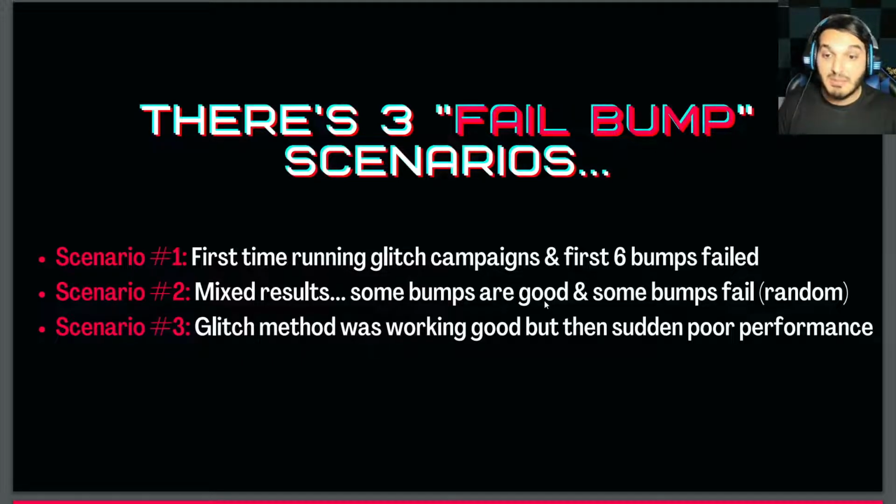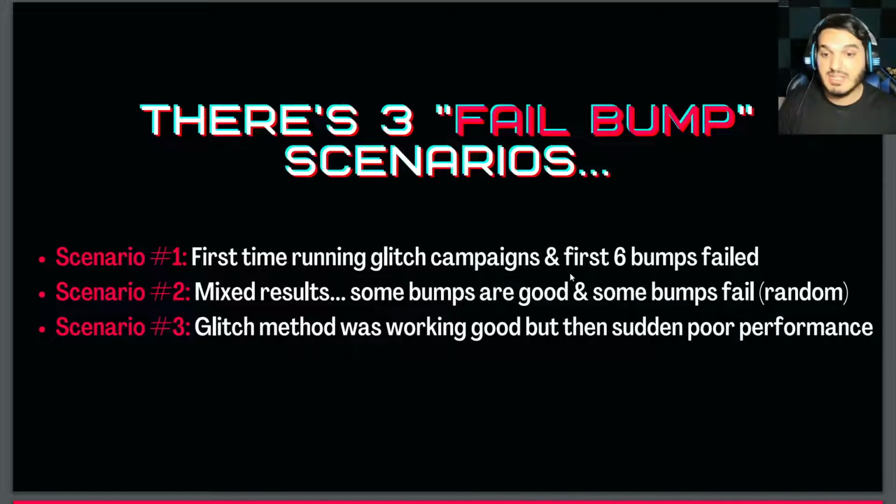Scenario number 2, you're getting mixed results, meaning some bumps are good, which means you're getting like 10,000 impressions or 30,000 impressions when you're bumping by $10. But also in the mix, some bumps are failing and you're getting less than 2,000 impressions, so you fall under scenario number 2. And I'm going to teach you how to solve that later on.